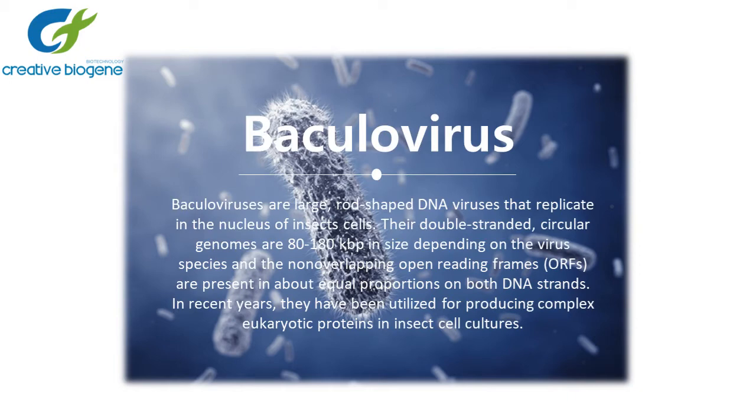Baculoviruses are large rod-shaped DNA viruses that replicate in the nucleus of insect cells. The double-stranded circular genomes are 80 to 180 kbp in size depending on the virus species, and the non-overlapping open reading frames are present in about equal proportions on both DNA strands. In recent years, they have been utilized for producing complex eukaryotic proteins in insect cell cultures.